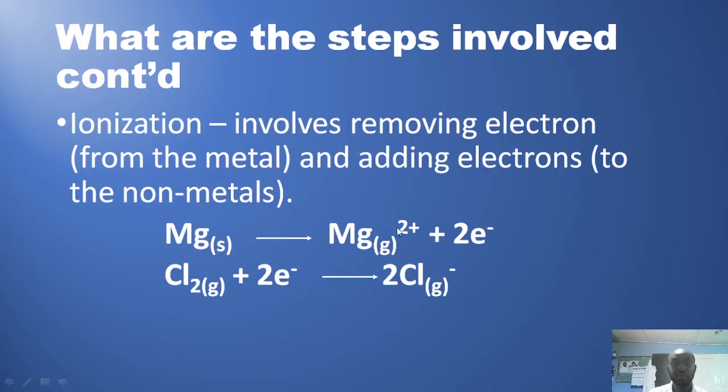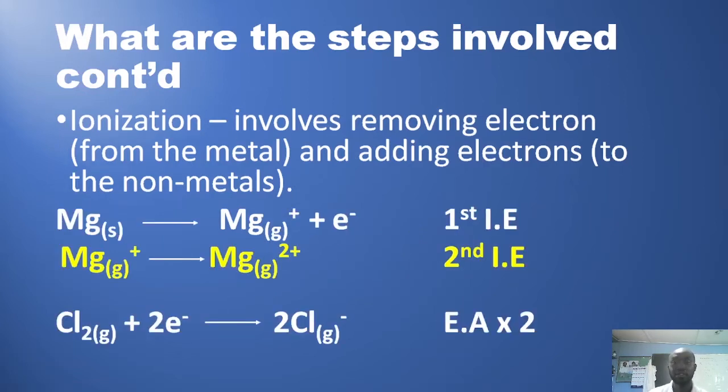So the magnesium will lose 1 electron to form magnesium plus. Then magnesium plus will lose another electron to become magnesium 2+. So for magnesium, you are going to have the first ionization energy and the second ionization energy. But for chlorine, you are only going to have electron affinity because it is accepting an electron to become -1. But it will be 2 times the electron affinity because you have 2 chloride ions involved. Let us go to the next one.